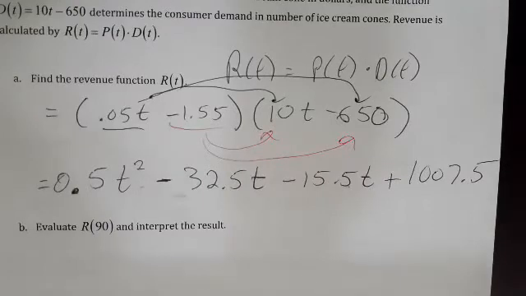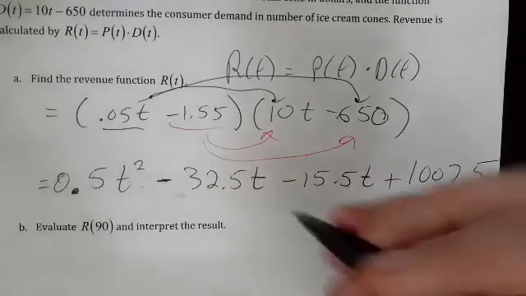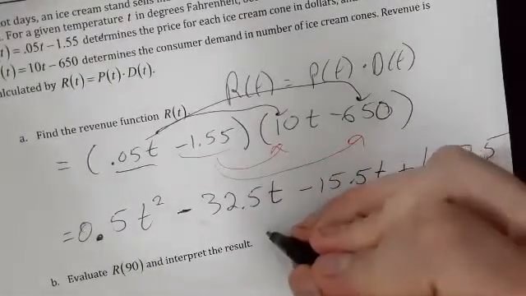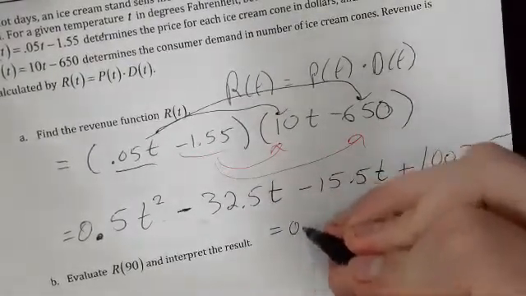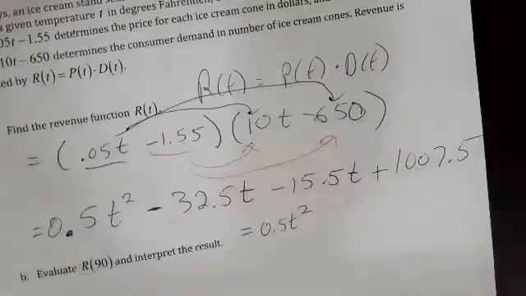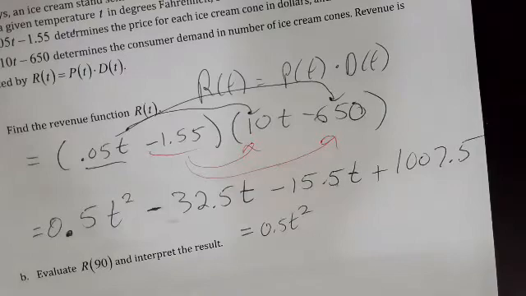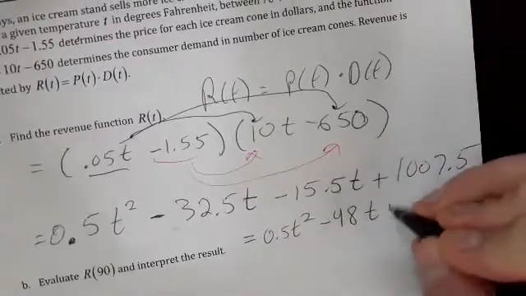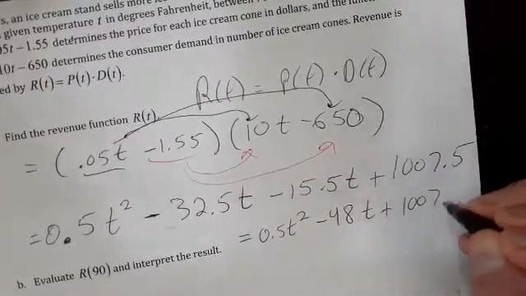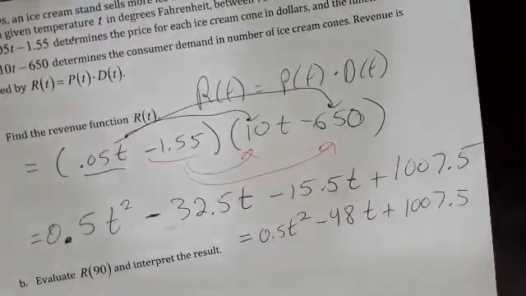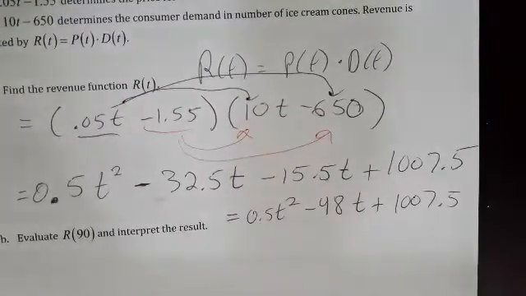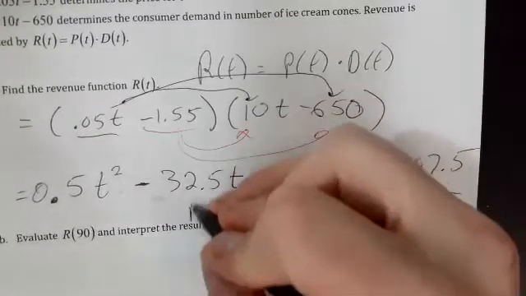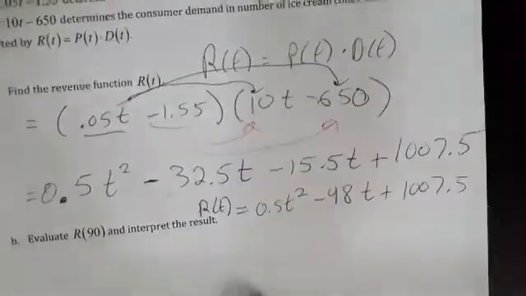And so we're looking at this thing. There is a little bit of cleaning up we can do. Minus what? 32.5 minus 15.5 should be what? Minus 48T plus 1007.5. And so this is our R of T function.